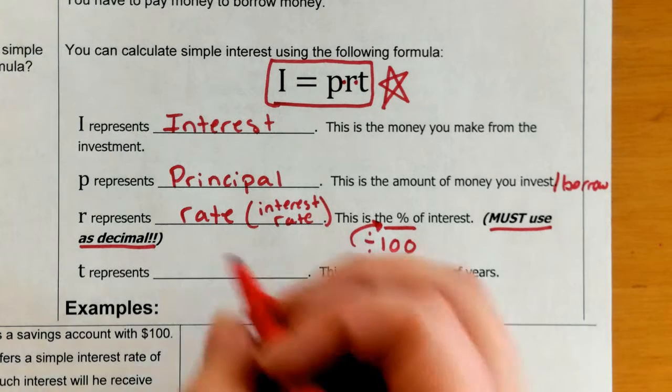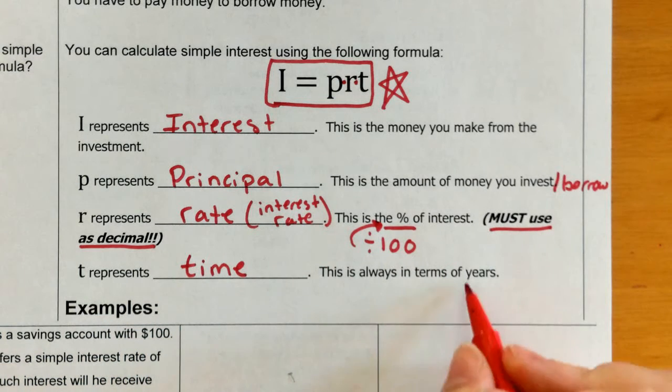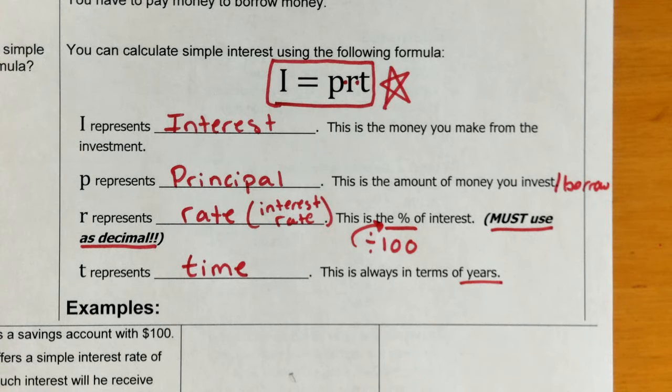T represents our amount of time. And so this is always in terms of years. Okay, so they'll tell you 4 years, 5 years, 8 years, 20 years. Okay, they'll always give you an amount of time in terms of years.